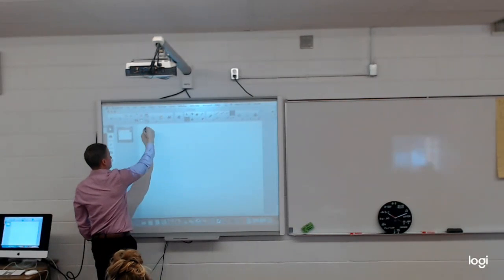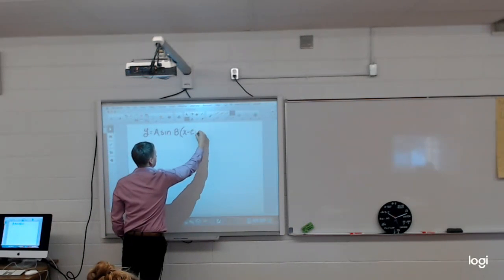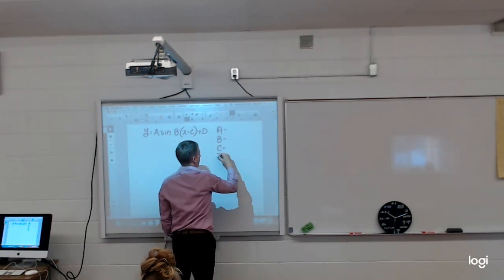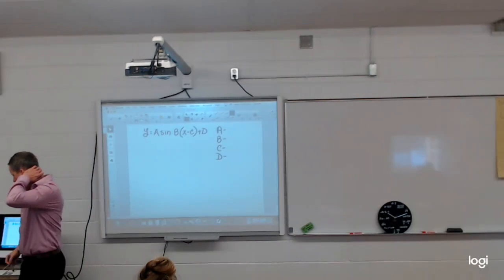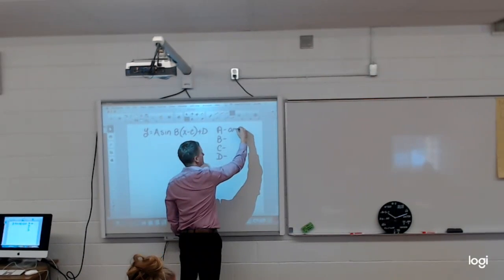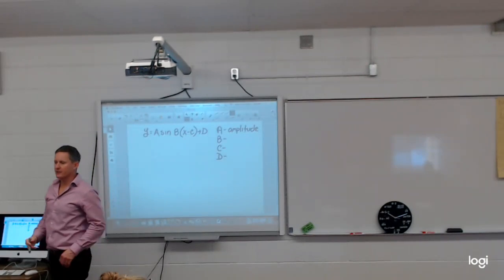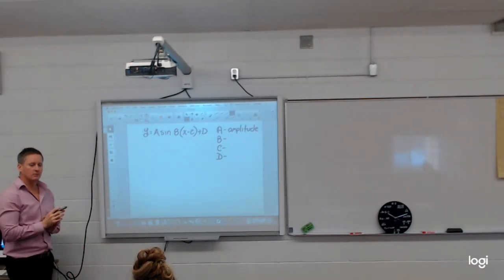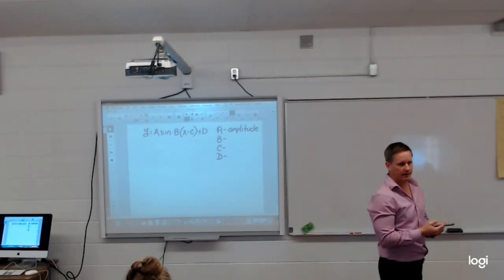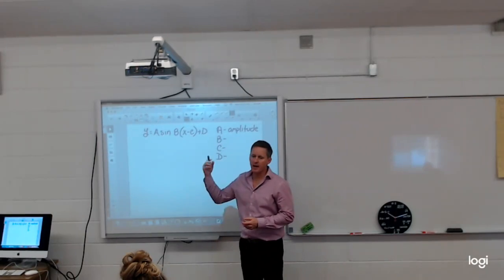So let's go through this again. Okay, so what does the A do to the graph? That's your amplitude, okay? Amplitude again is what? The distance from the midline. That's the distance from the midline, right? That's your amplitude, okay? What does B help us find?